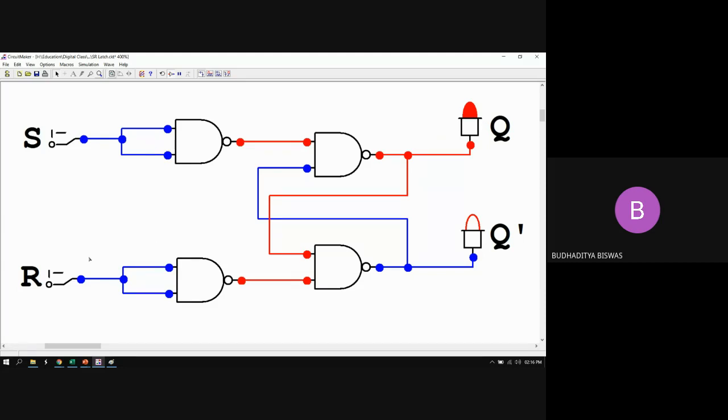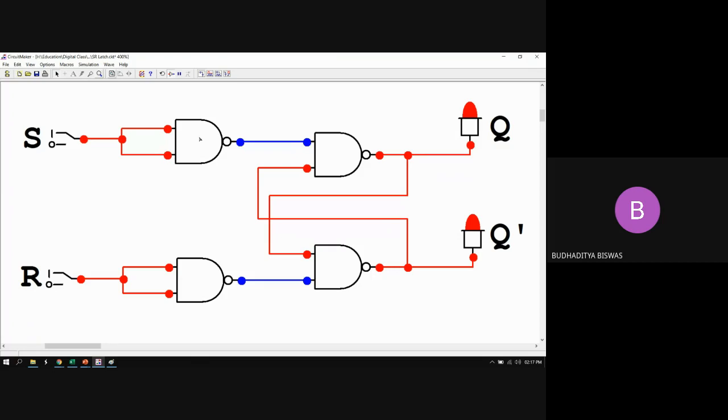Got it? S equal to 0, R equal to 1. You see it is the reset state because Q equal to 0. From the reset state, if I again give both 0, 0, it is holding the state. And when I give S equal to 1, R equal to 1, both the outputs are high, 1. So logically, again, this is not possible because Q and Q bar are the complement of each other.